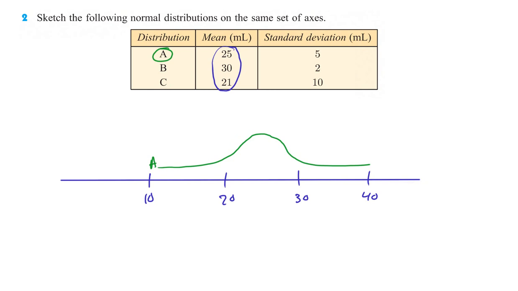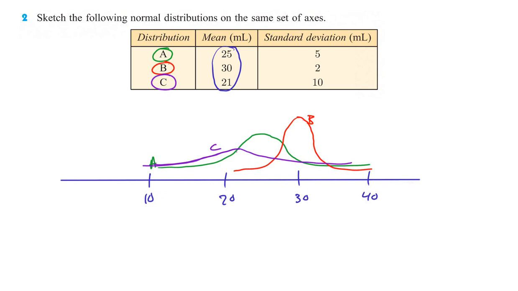Now let's do B. The mean is at 30, but now the standard deviation is only 2, so this one's going to be a lot taller and more narrow, right? Because the standard deviation is smaller. So that would be B, roughly. And then for C, the mean is at 21 right here, and the standard deviation is 10. That's a really big standard deviation, so this is going to be a really wide, really flat mountain, so to speak, right here at 21. Okay, so this one would be C.